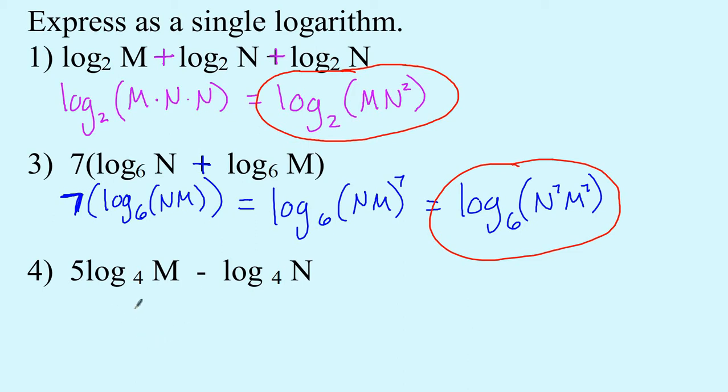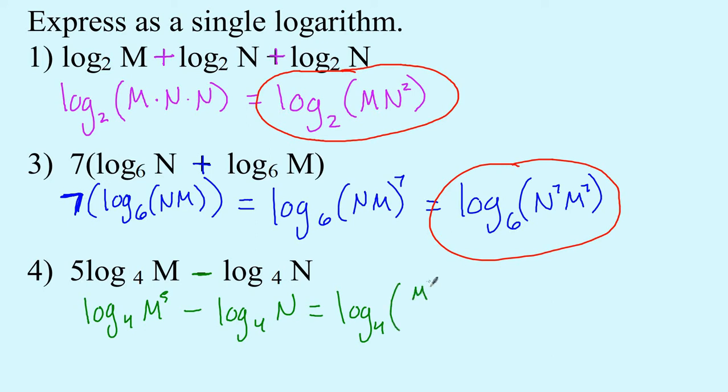All right, number 4. Here I can't combine those yet. I can't subtract that because I have a number out front. So let's move that as an exponent, and then we're able to subtract it. So then we do division. M to the 5th divided by n. You can't add or subtract logs until you move the power, using the power rule.